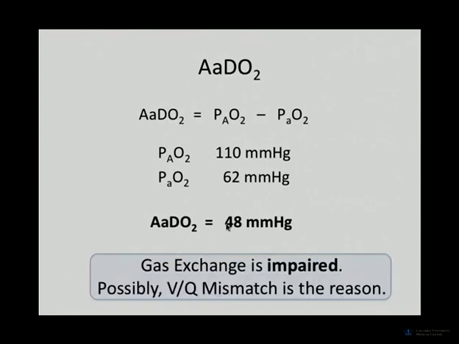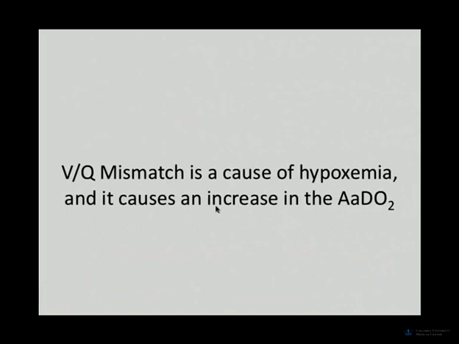Now, possibly VQ mismatch is the reason. I will say there's a good chance that VQ mismatch is the reason because it's the most common reason for hypoxemia. We know that alveolar hypoventilation is not the reason. He's not having alveolar hypoventilation. We already said he's hyperventilating. So maybe VQ mismatch is the reason. So just to summarize, VQ mismatch is a cause of hypoxemia, and it causes an increase in the AA gradient.